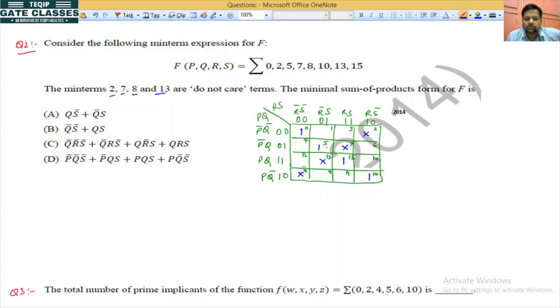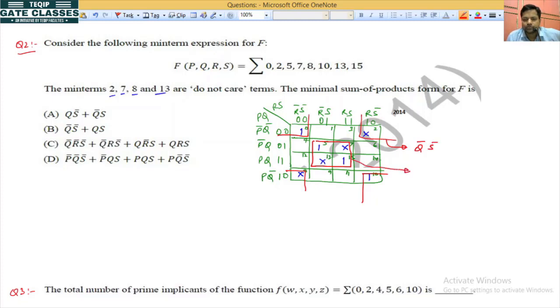So if you talk about grouping, how many groups are possible? 2 quads are there. This one is the first quad and this one is the second quad. What will be the value? I am going to write for this group. So it will be P bar Q bar, PQ bar. So Q bar is common from rows. Now go for the columns: P, R bar S bar, R S bar. So it will be S bar common.